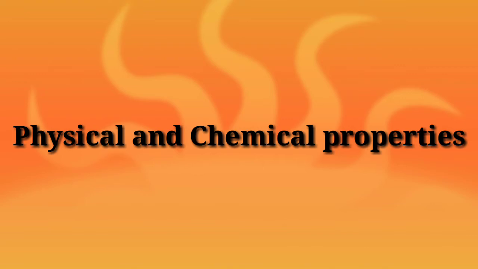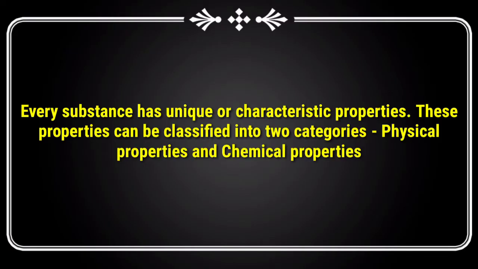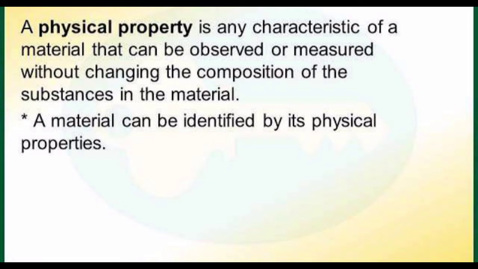Today we will have the discussion on physical and chemical properties of substances. Every substance has unique or characteristic properties. These properties can be classified into two categories: physical properties and chemical properties. A physical property is any characteristic property of a material that can be observed or measured without changing the composition of the substances in the material.